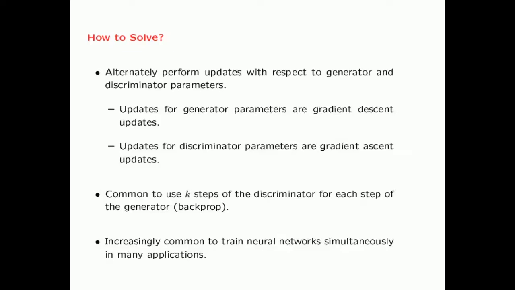The updates for the generator parameters are gradient descent updates, because it's a minimization problem, and the updates for the discriminator are gradient ascent updates. It is common to use k steps of the discriminator for each step of the generator. This is essentially the backpropagation algorithm, and it's increasingly common to train neural networks simultaneously in many applications. We already saw one example of this when we were studying actor-critic methods in reinforcement learning. There are many applications like this where you train neural networks simultaneously.